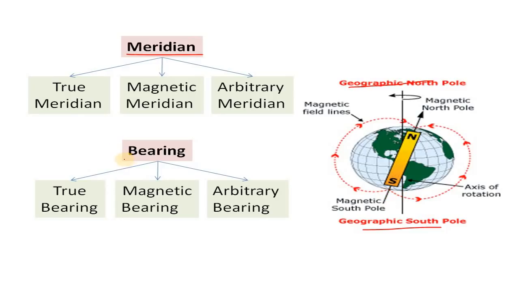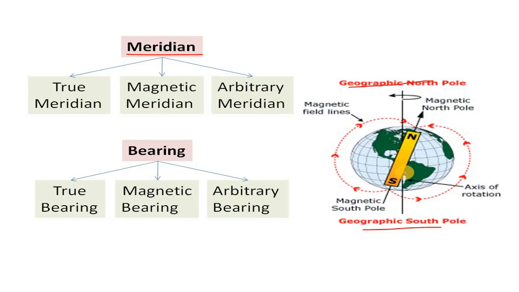You also know the bearing. What is bearing? Bearing is nothing but the horizontal angle of a line with respect to a reference line. If the reference line is the true meridian, then the bearing is called true bearing. If the reference line is the magnetic meridian, then the bearing is called magnetic bearing. And if the reference line is an arbitrary meridian, then the bearing is called arbitrary bearing.